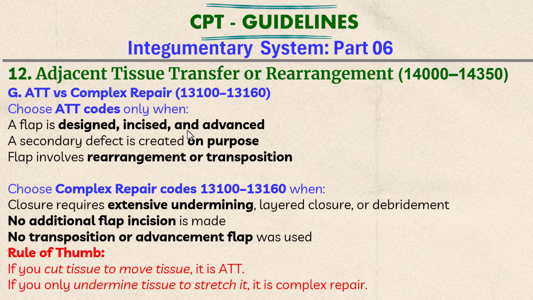Choose complex repair codes when closure requires extensive undermining, layered closure or debridement, no additional flap incision is made, and no transportation or advancement flap was used. In this scenario, you can use the complex repair codes. So in summary, the rule of thumb: if you cut tissue to move tissue, it is ATT. If you only undermine tissue to stretch it, it is complex repair.